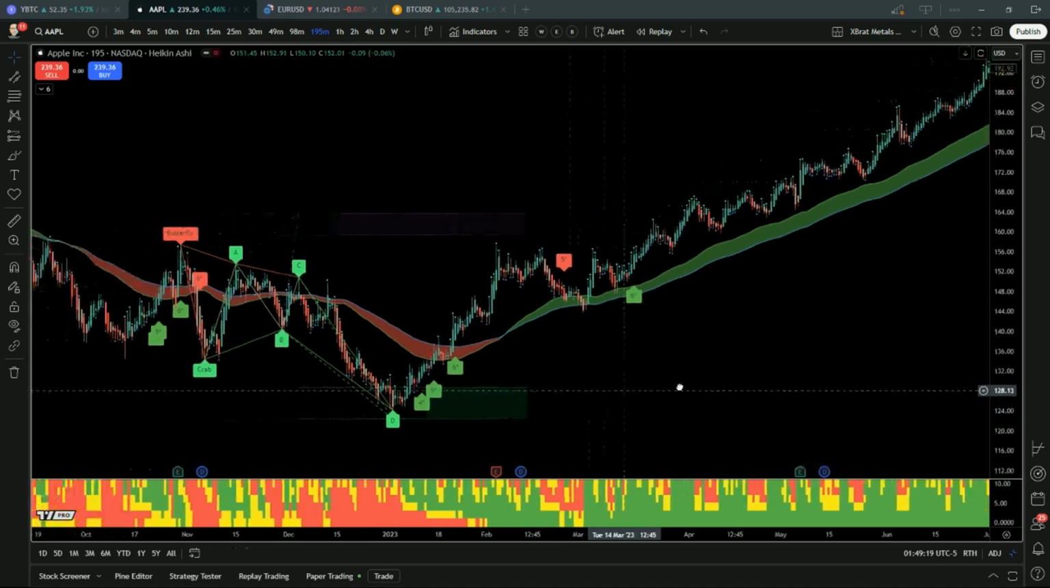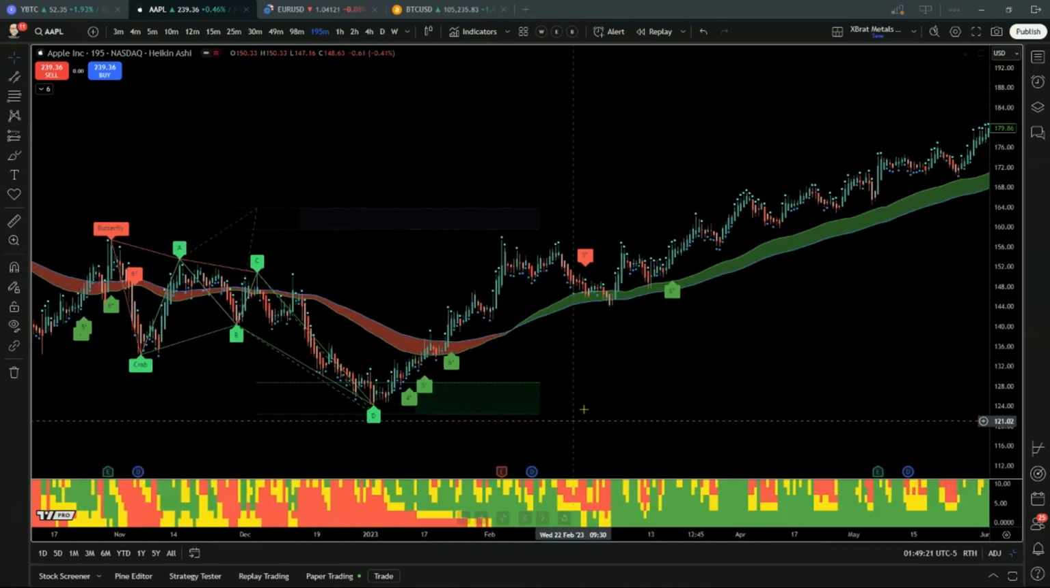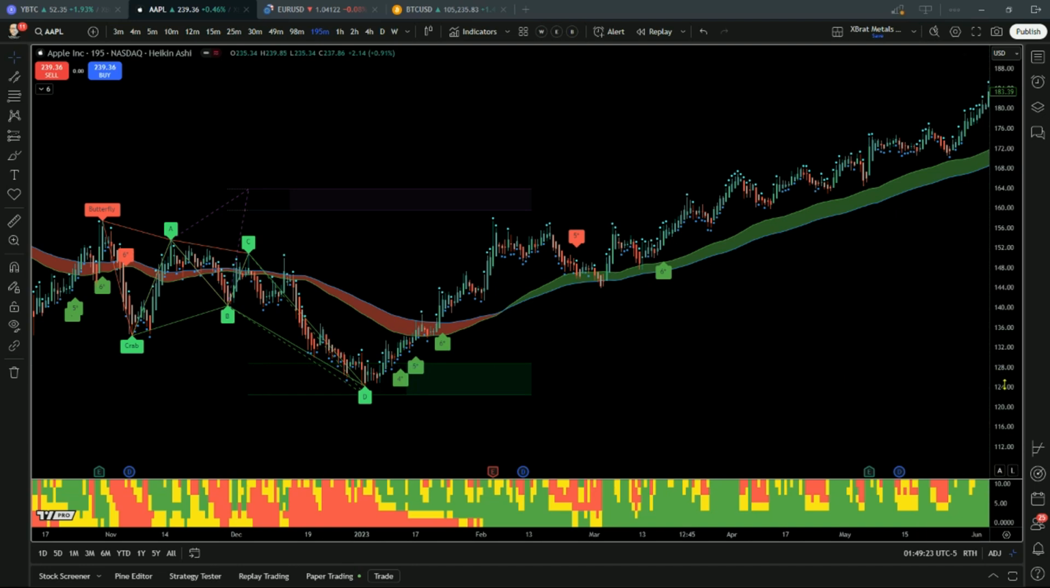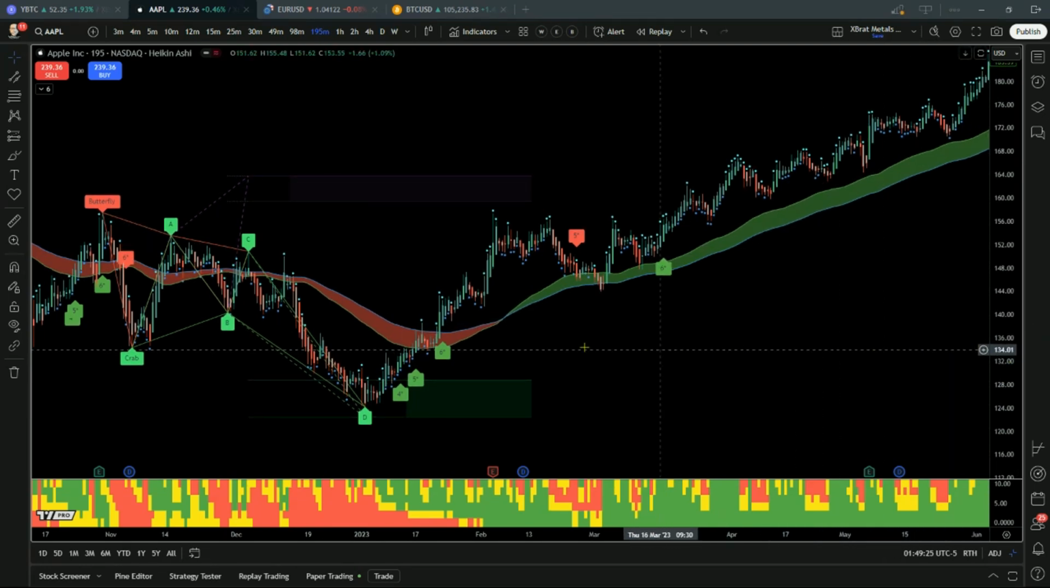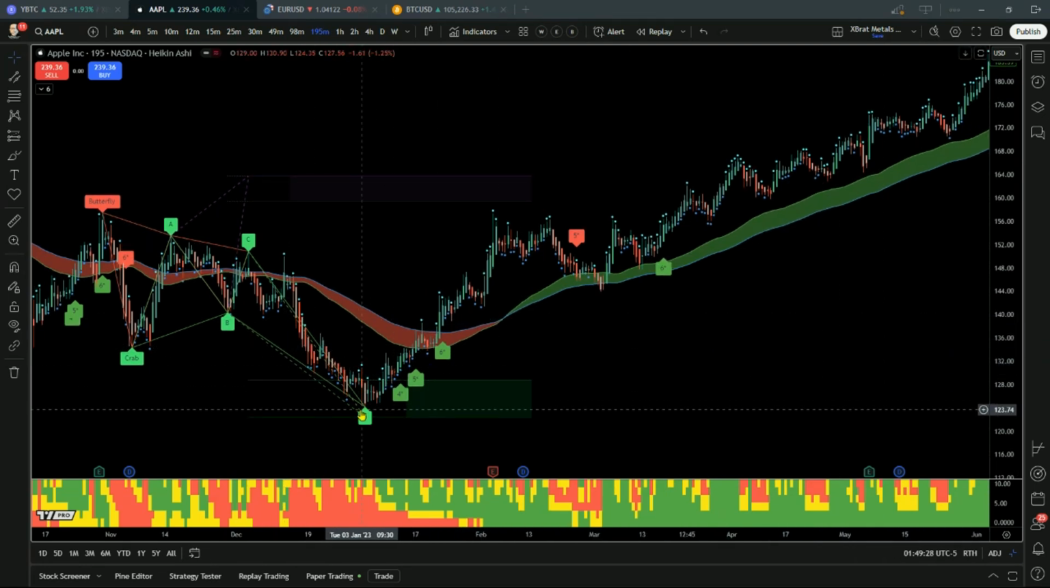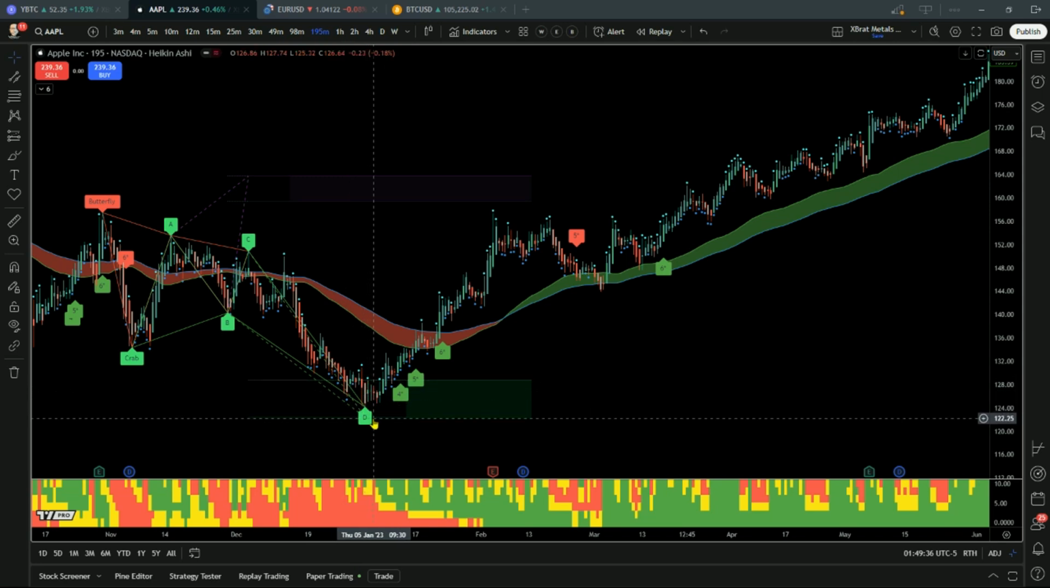But then we had the crab pattern here, colored in green, A, B, C, D, which completed in the automated completion zone. For this to happen, it is not regular. So when this happens, we must take note that there's a lot of confluence for this D pivot to complete in this automated completion zone.